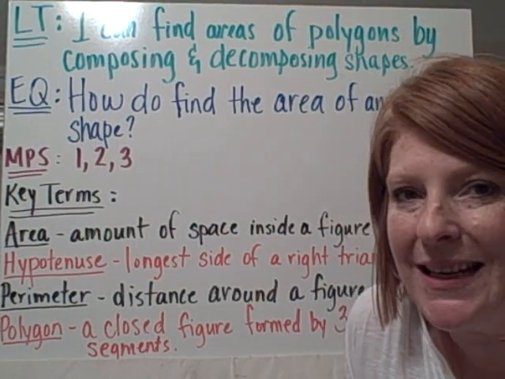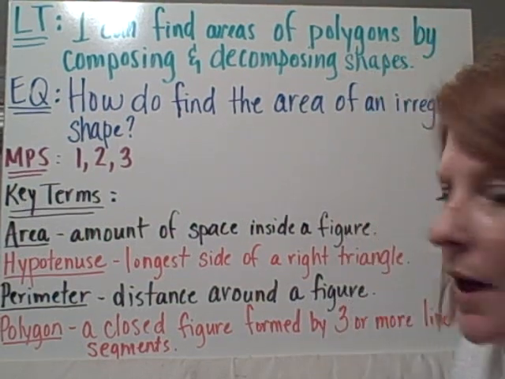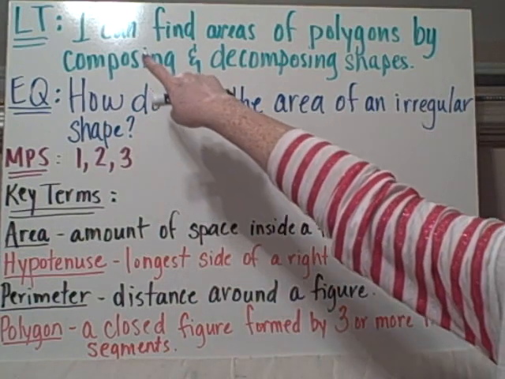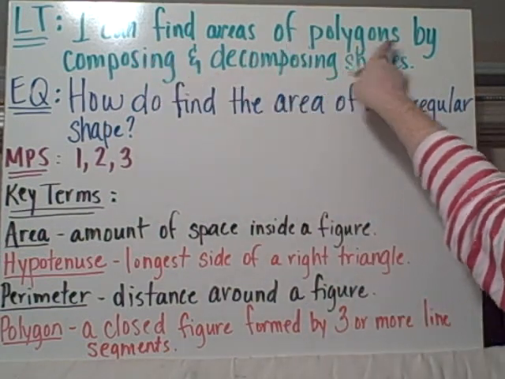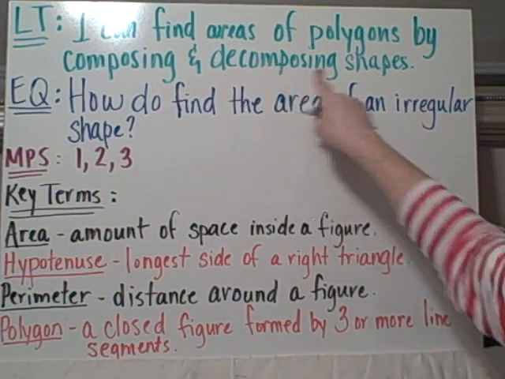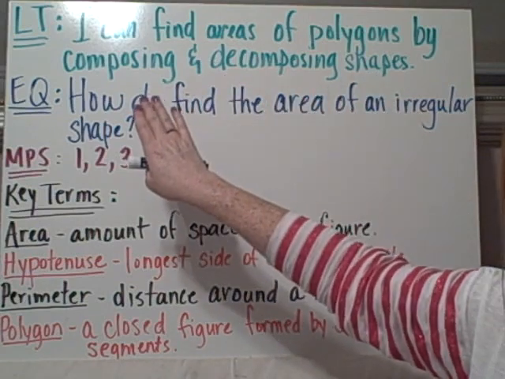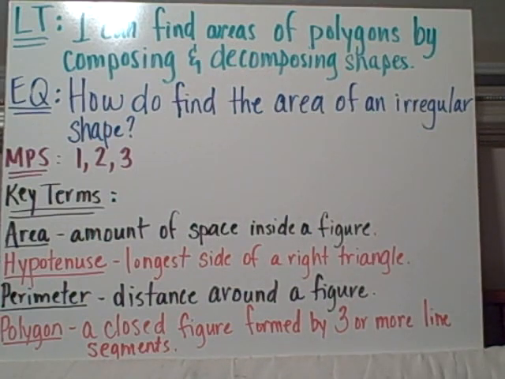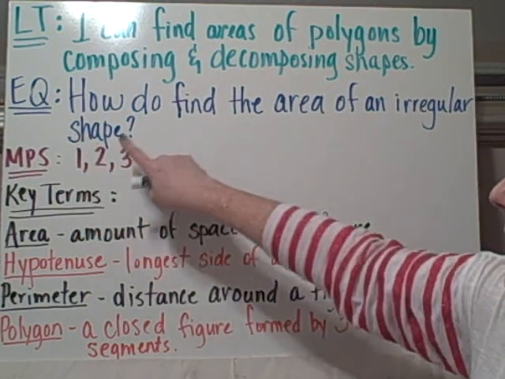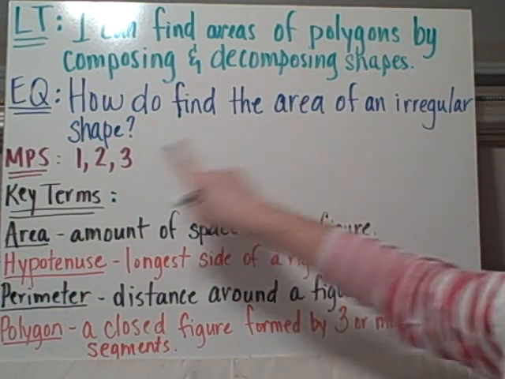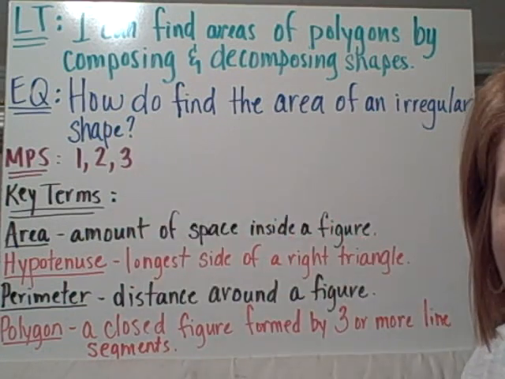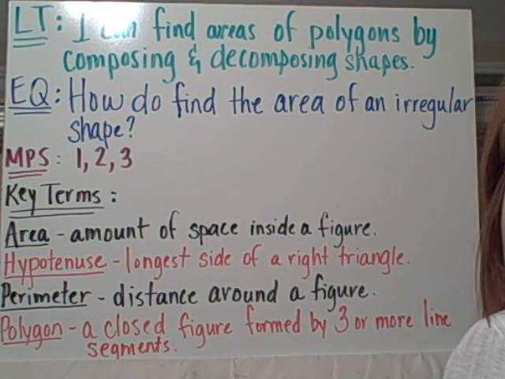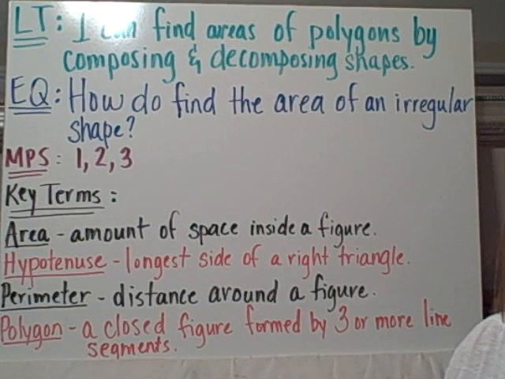This is video 6.3, and in this video, our learning target is I can find areas of polygons by composing and decomposing shapes. If you're not quite sure what that means, basically creating and breaking apart different shapes. The essential question: how do you find the area of an irregular shape? An irregular shape is what we call a shape that doesn't meet the typical square, rectangle, triangle format.